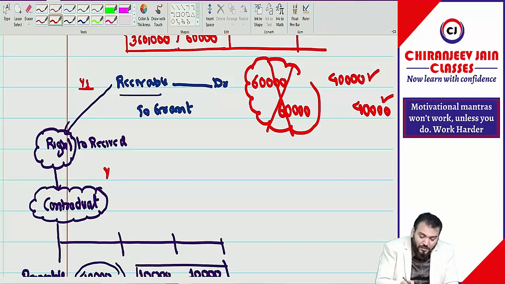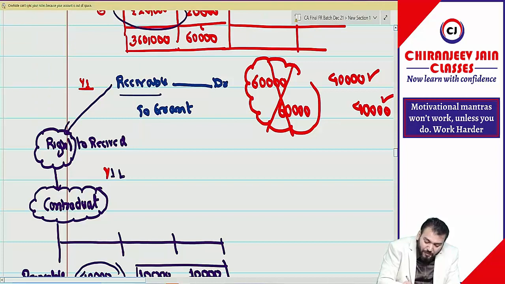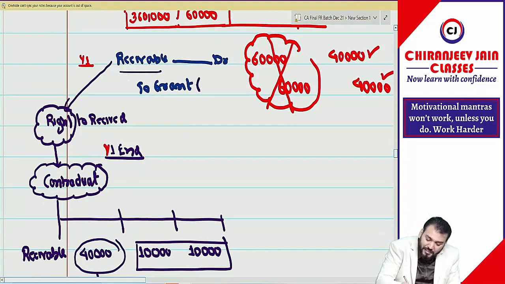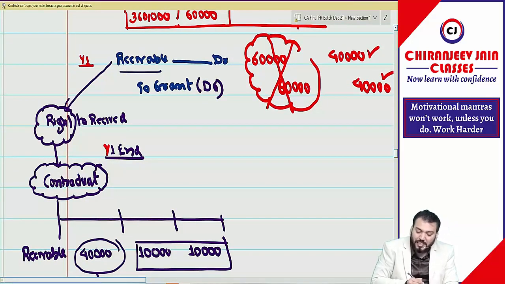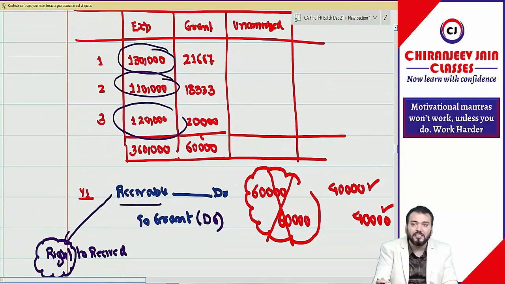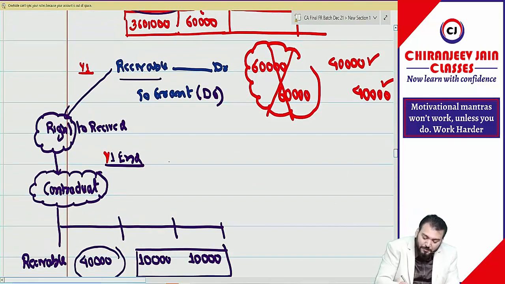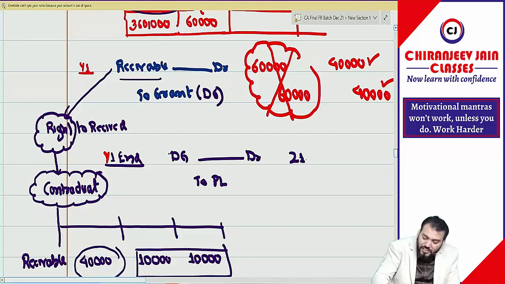Now out of this 40,000, means out of this grant 40,000, how much will be transferred to PL? So year 1 end, what journal entry will you do? This is deferred grant. How much will be transferred to PL? 21,667, already we calculated. So 21,667 will be transferred. My journal entry will be what? Deferred grant account debit to PL 21,667.